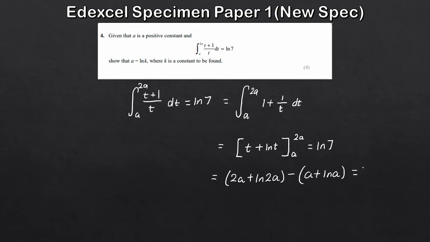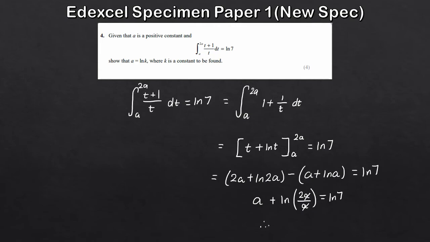Okay, and we know this full expression is equal to ln 7. Now at this stage here, we just need to do a bit of simplifying. 2a minus a would just give us a. And then ln 2a minus ln a, what could we do with that? Well, we could write that as a single logarithm, right? So writing that as a single logarithm, that would be plus the logarithm of 2a divided by a, like so, okay? Is equal to ln 7. But we can actually cancel these a's out. So the a's just cancelled to give us ln 2 here.